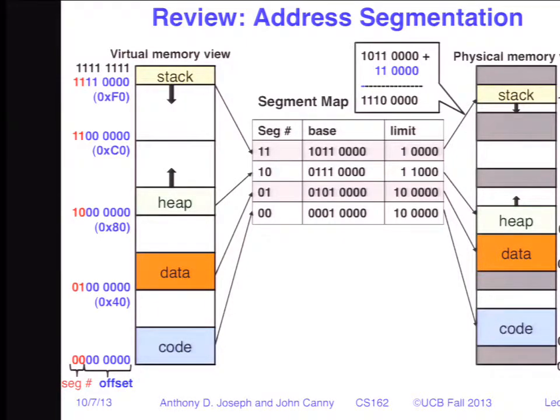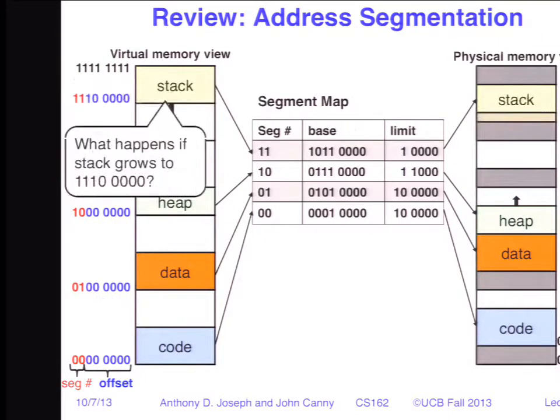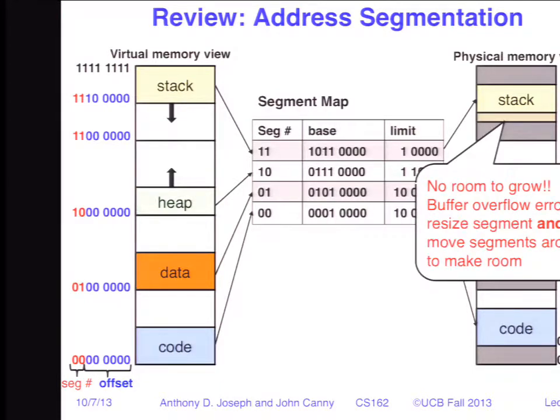So now we can ask questions, like, for example, what happens if our stack grows, right? So our stack is growing down, so our stack grows down here. Well, the problem is, there's no room for our stack to grow here. So what's going to happen is we'll end up with some kind of segmentation fault, pass it to the kernel, and then the kernel will have to do something. Like, for example, move other segments around so that it can make room for the stack to grow. Segments have to be contiguous in physical memory.